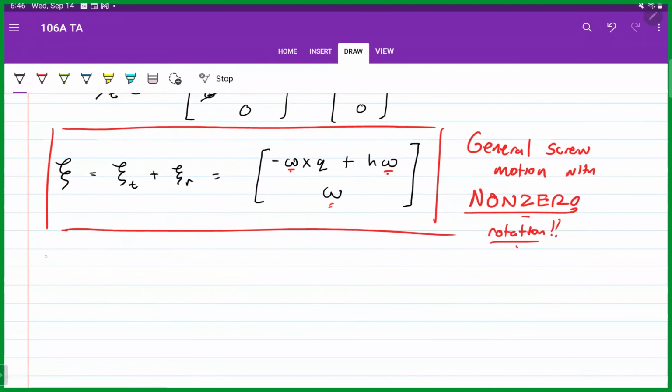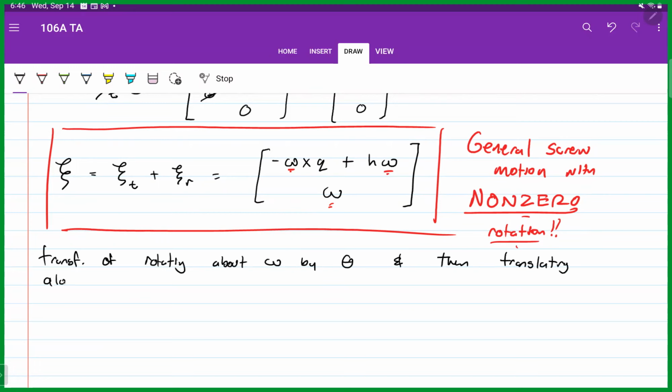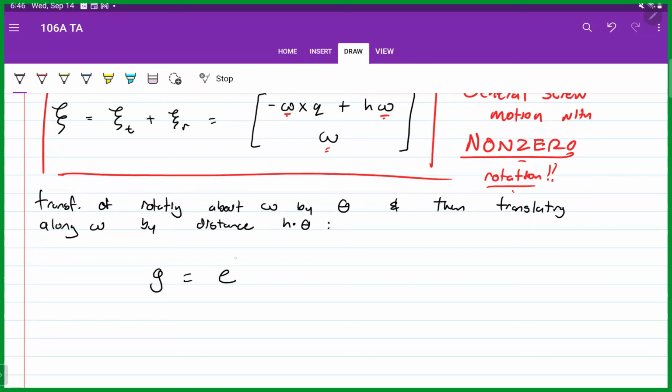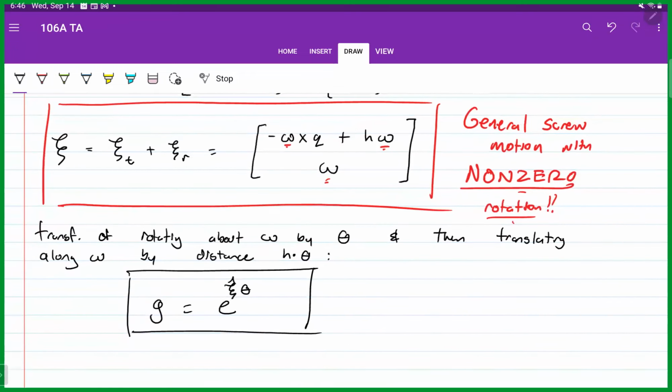Okay, so the transformation of rotating about omega by angle theta, and then translating along omega by distance pitch h times theta is as follows. G equals e to the psi hat times theta. All right. So by taking the exponential of this twist, we're able to figure out these general transformations that both rotate and translate. All right.